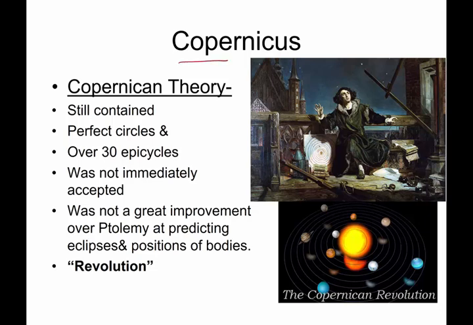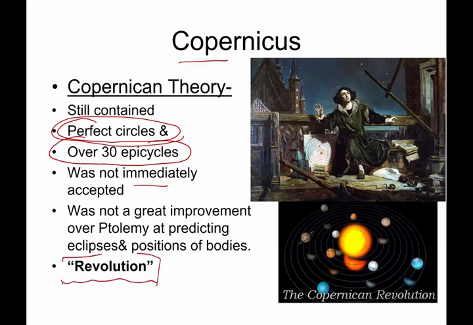Now, the theory that Copernicus published, he still clung to this notion that God lives in the heavens, and so the motion must be perfect. And because of that, he had to include 30 epicycles. Copernicus's theory was not immediately accepted because of the fact that it wasn't that much better. Yeah, it was a little bit simpler, but not totally simpler. So it was a major step forward, but it didn't revolutionize things until other people like Kepler and Brahe got their fingers into it.